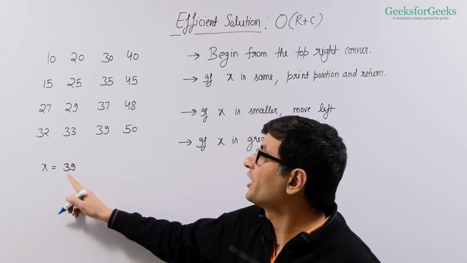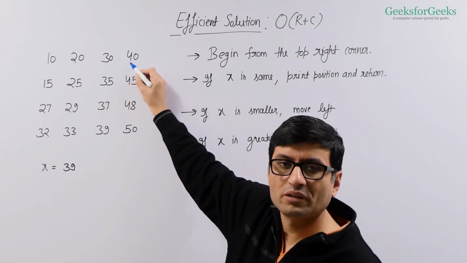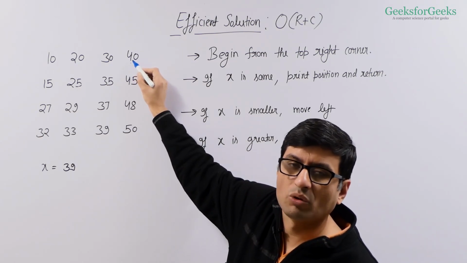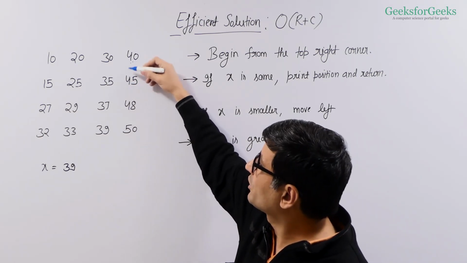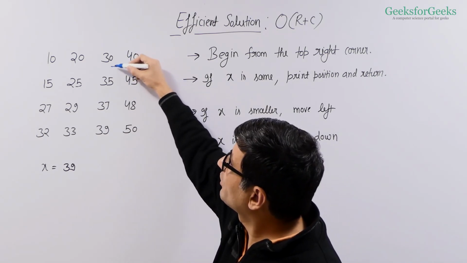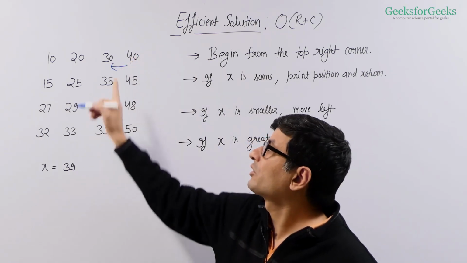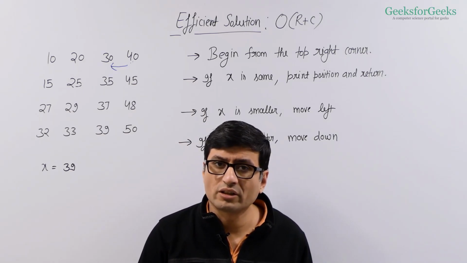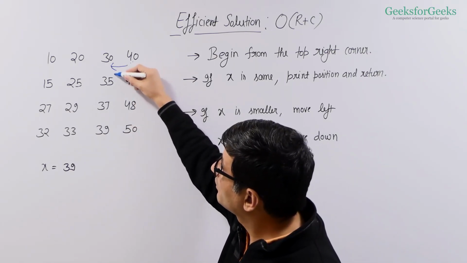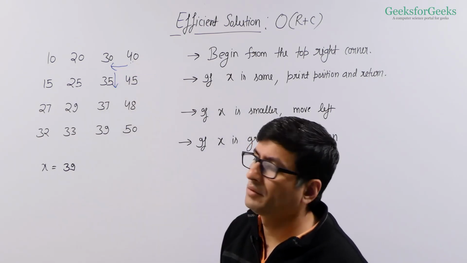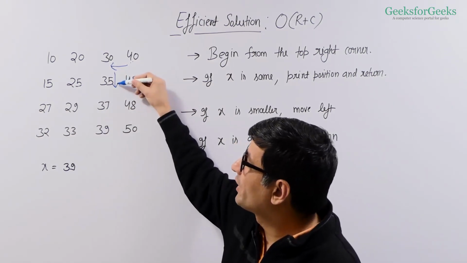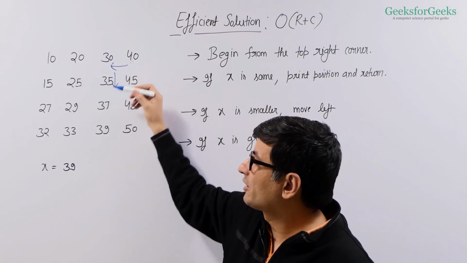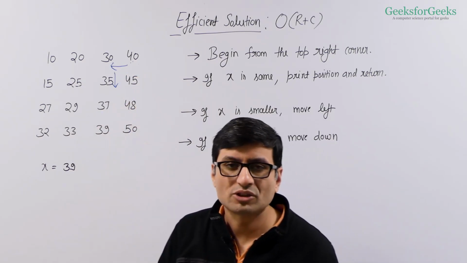Say we are searching 39. We'll again begin from here. 39 is smaller than this. So it's going to be smaller than all these elements also. So we'll go to the left side. Now 30 is smaller than 39. 39 is actually greater. So we'll go down. Now we come to 35 and we again notice that 39 is greater than 35. So we again go down.